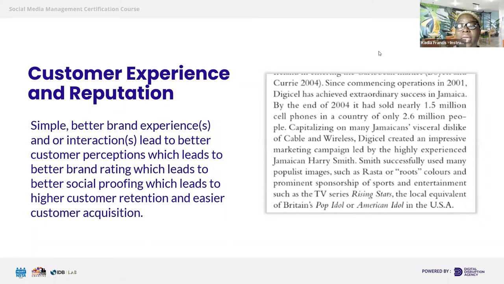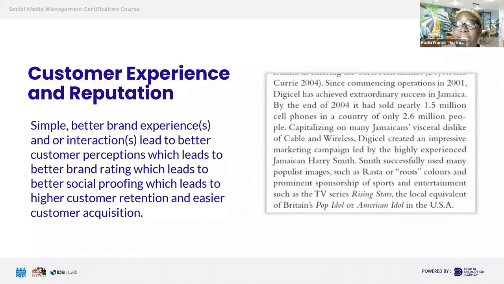Capitalizing on many Jamaicans' visceral dislike of Cable & Wireless, Digicel, and this is strategy. And let me tell you something. Say what you guys want to say about Digicel now, but their marketing strategy is second to none. Okay? Their marketing strategy is always here. And they set that precedent from when they just came in. So this is what it says.